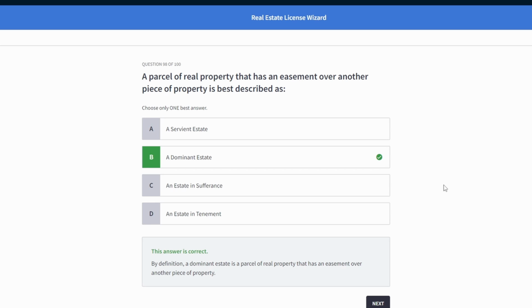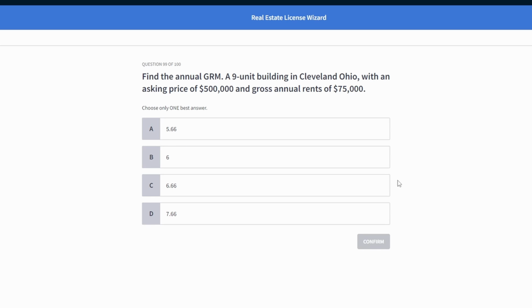So remember, guys, if it's dominating, if it's over, so again, it kind of tells us here, an easement over another, it's dominating. It's the big thing. It's going to be the dominant estate, whereas the other one serves. It serves. It's the lesser. It's the servient estate.